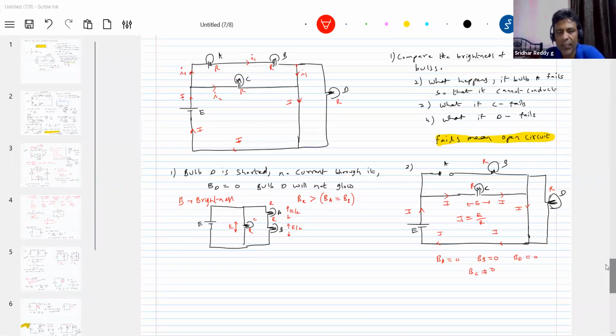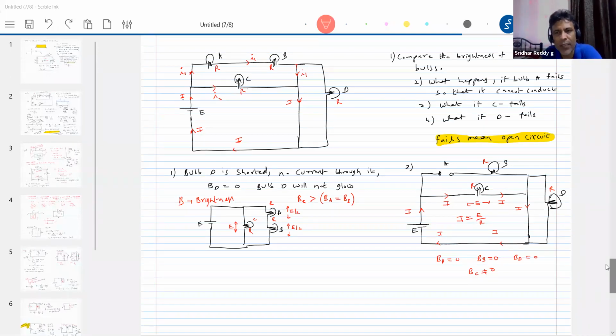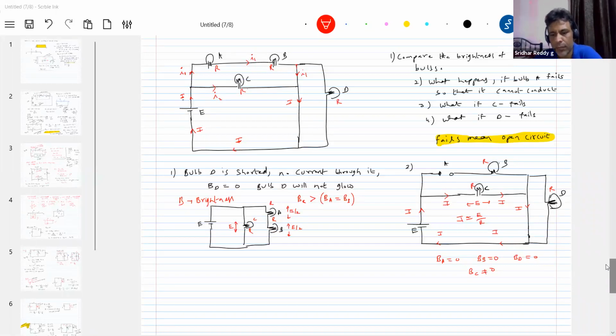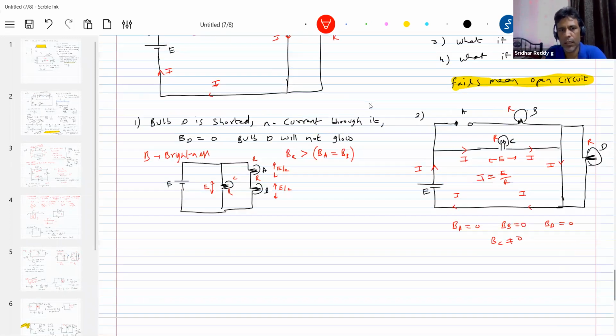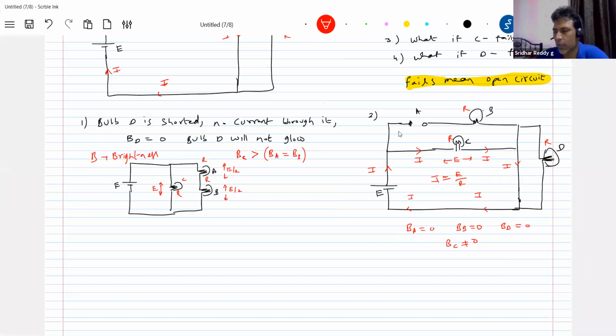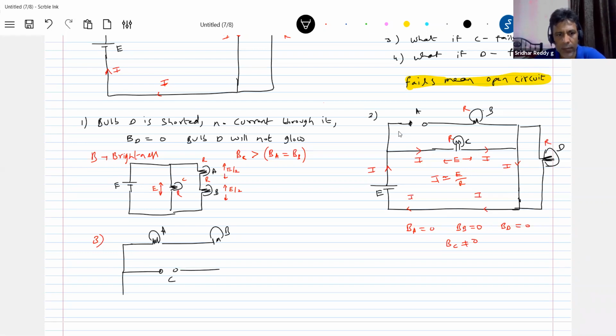Now, what if C fails? What if C fails means make bulb C an open circuit. What if D fails? I'll discuss the third case. Okay, third one. What if C fails? So therefore I should show these two bulbs B, A. C fails means put an open circuit in place of C.